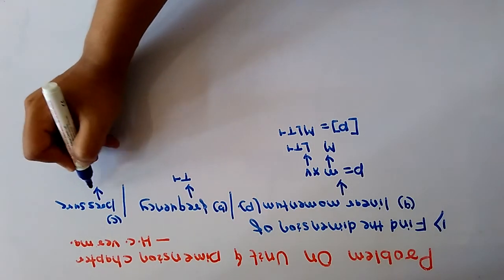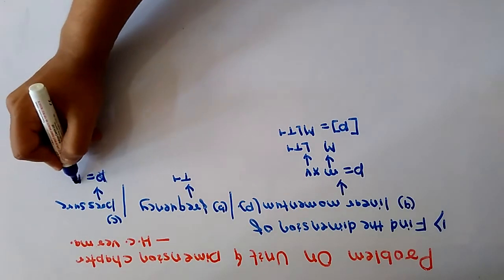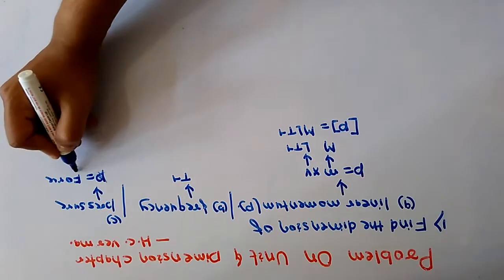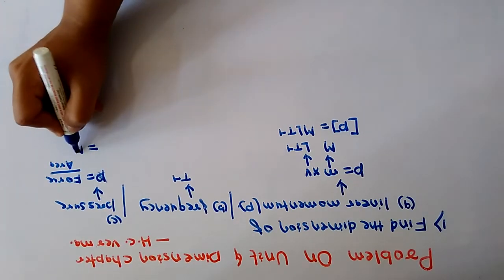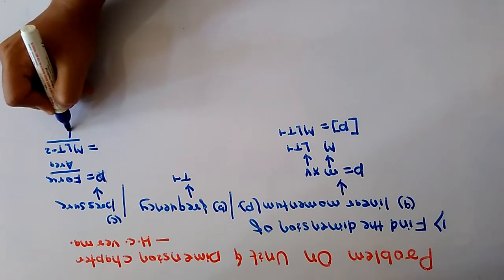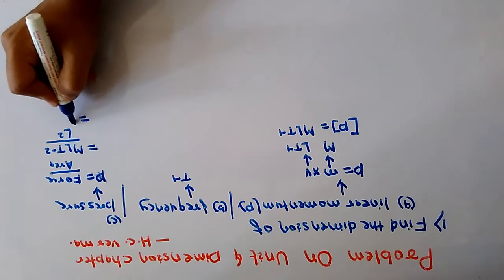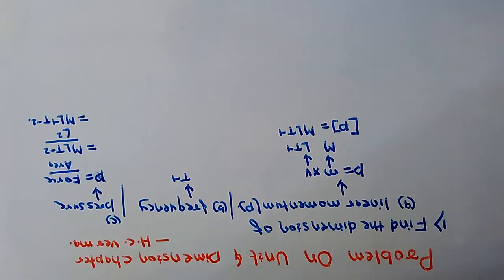And that of pressure, we know pressure is force per unit area, and the dimension of force is MLT^-2 upon area L squared. So I can write it as ML^-1 T^-2. So this was the first question.